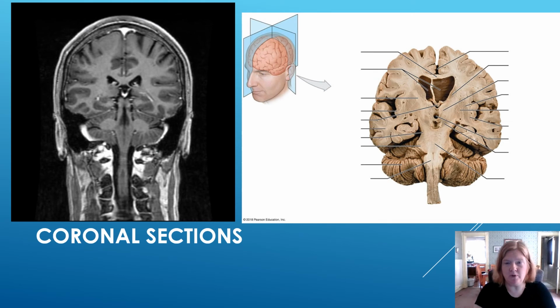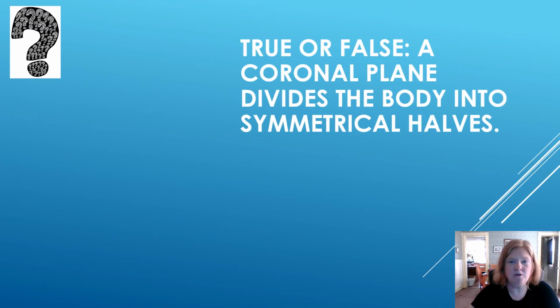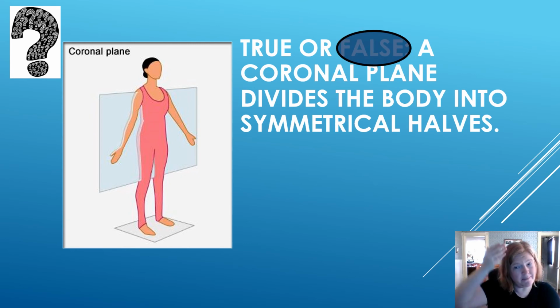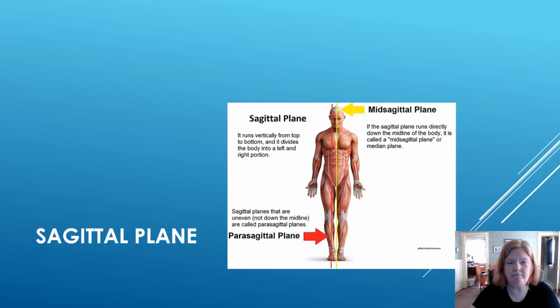And here are two examples of a coronal section. This one is through the skull, and you can see that's actually physically through a brain, so it can be done in autopsy or when studying body parts that have been donated. So a coronal plane divides the body into symmetrical halves. Is that true or false? That's false, right? The front is not identical to the back, and it also doesn't have to be exactly in the middle anyway. And even if it was, it wouldn't be symmetrical.